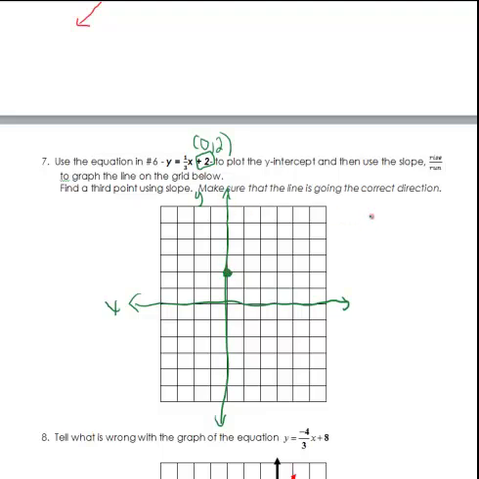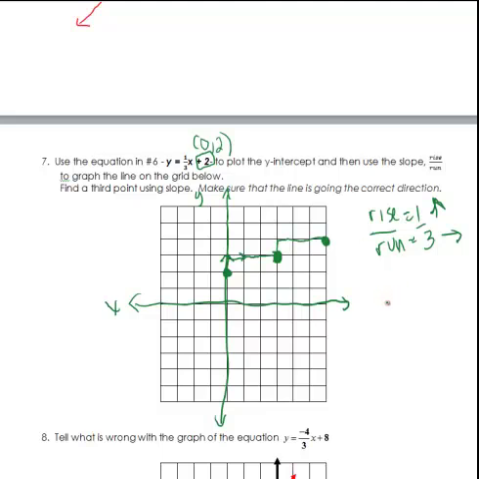And then we're going to use our slope. So rise is going to equal 1, and run is going to equal 3. So we're going to go up 1 and to the right 3. So from this point that we just plotted, we're going to go up 1 and to the right 3. And we'll have that point right there. If we want to find another point, we can go up 1 again and over 3 to have this point.